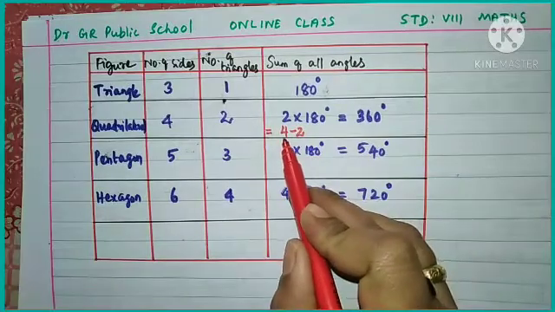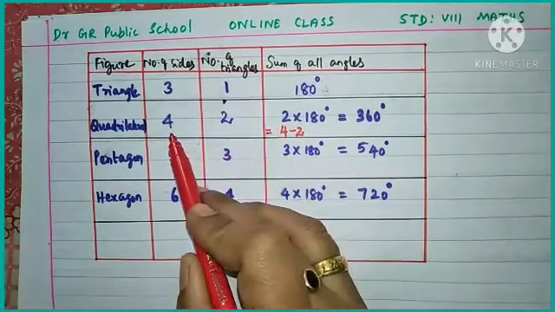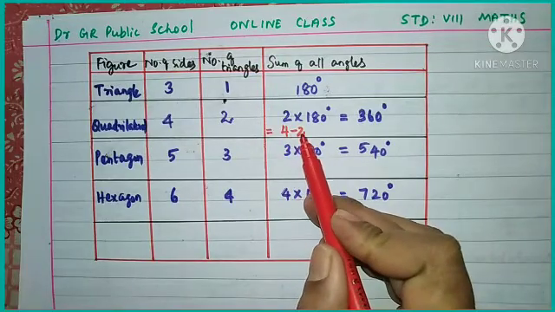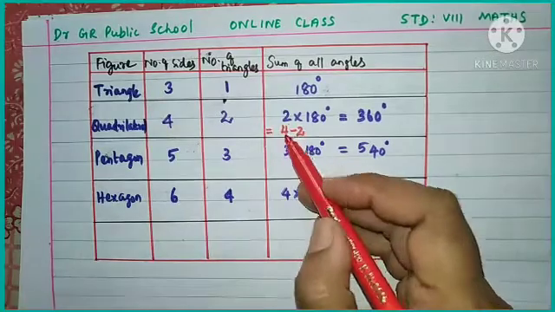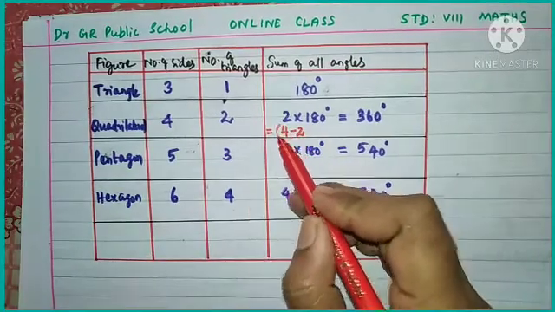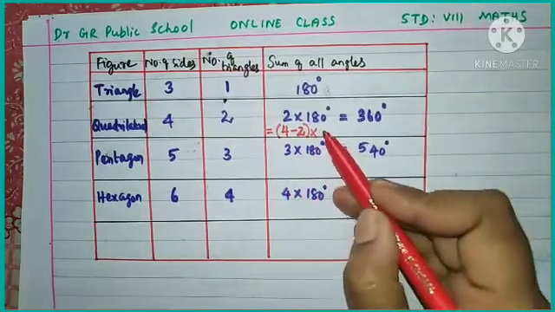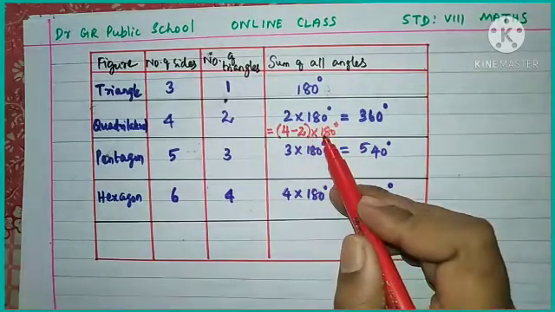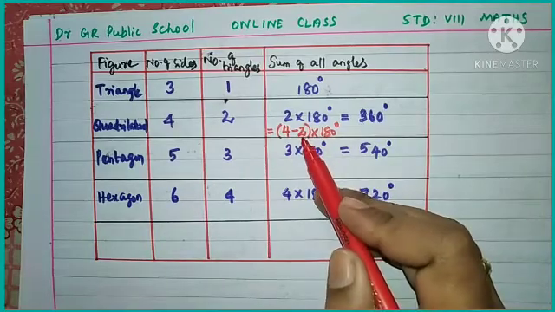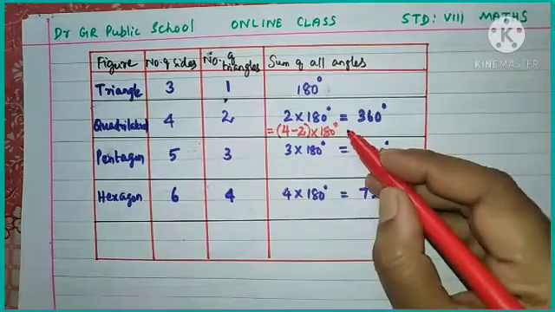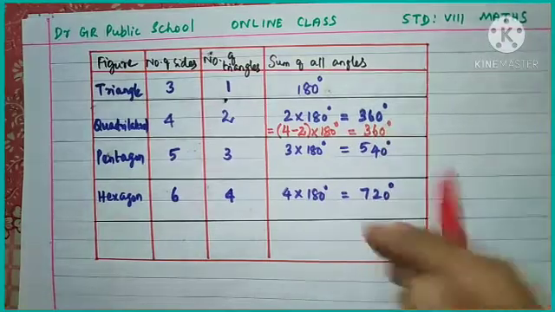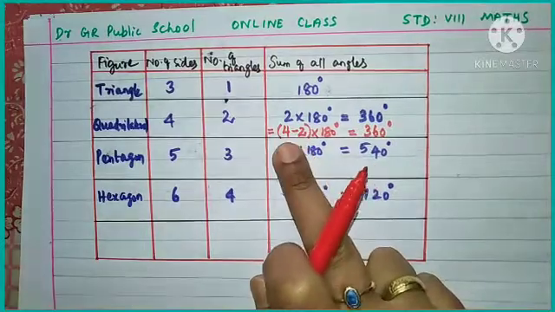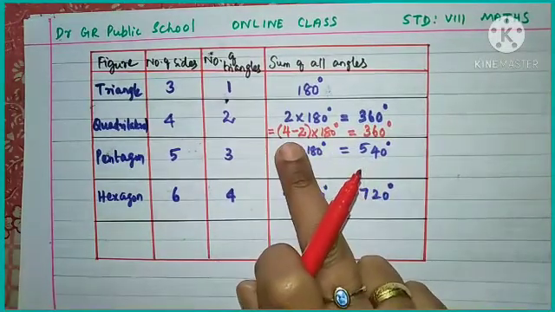Okay, what is this 4? This 4 is the number of sides and 2 I subtracted. So what is 4 minus 2? 4 minus 2 is 2. So this 2 I wrote as 4 minus 2 into 180 degrees. Is there any change in the answer? No, 4 minus 2 is 2 only. So 2 into 180 is 360 degrees. Understand? So what I did here, this 2 I adjusted as 4 minus 2, where 4 is the number of sides of the quadrilateral.